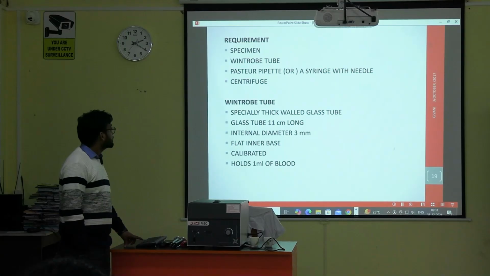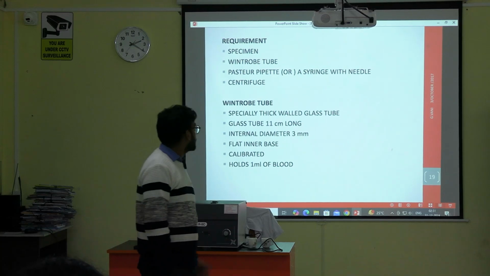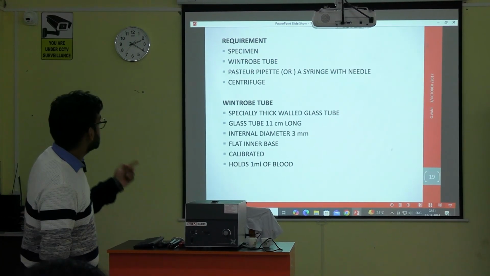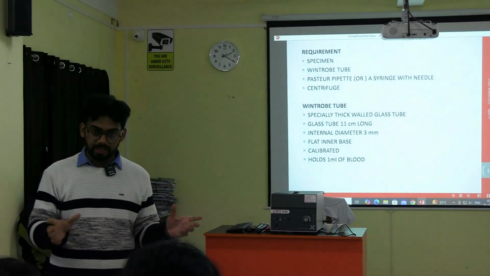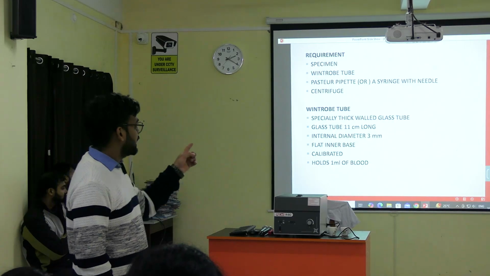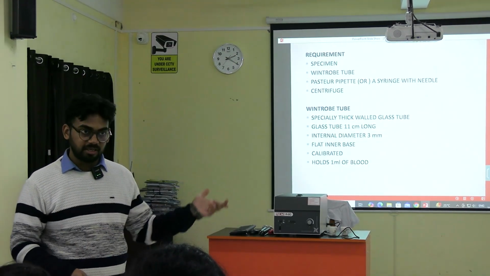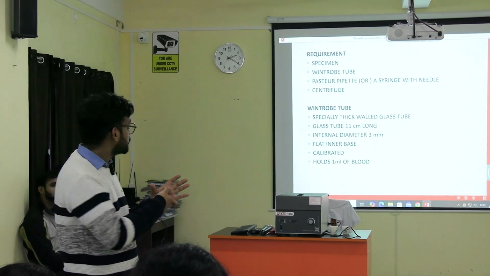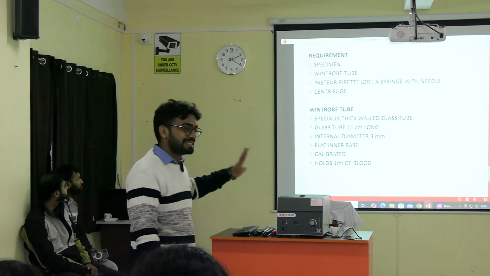What are the requirements here? The requirements of the specimen, that means the blood. The Wintrobe tube, where you are going to place the blood after taking it. Then a pass-through pipette or a syringe, which you will use to draw. We don't have a pass-through pipette right now, I cannot show it, but a syringe and a needle. I told you after drawing the blood you are going to throw away the needle and then take the blood inside a Wintrobe tube. Then the centrifuge machine. So the requirements are very easy.